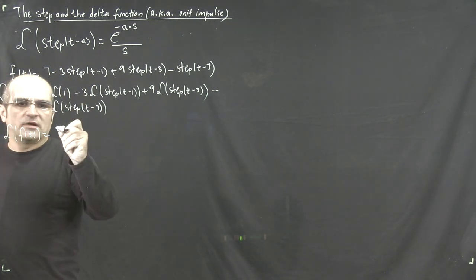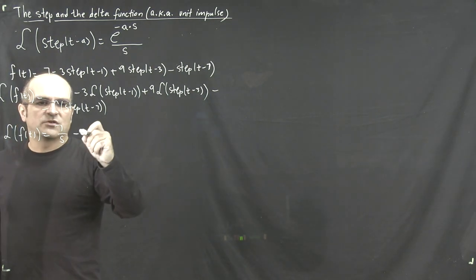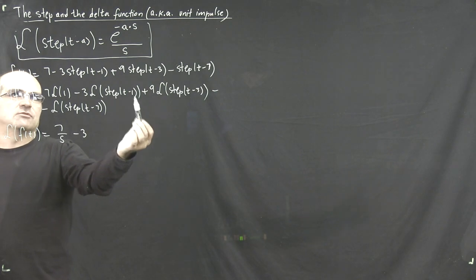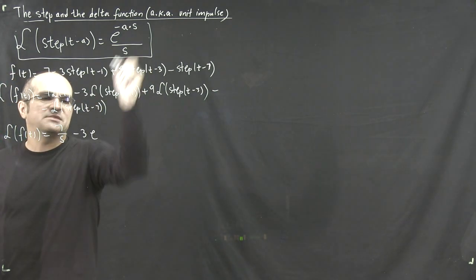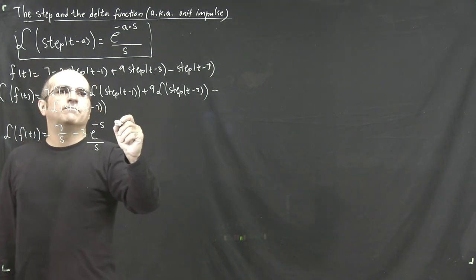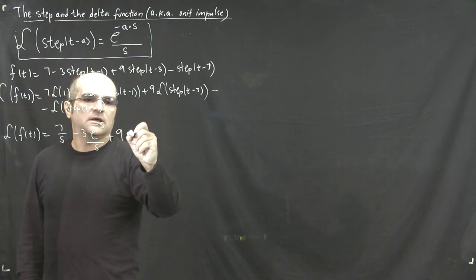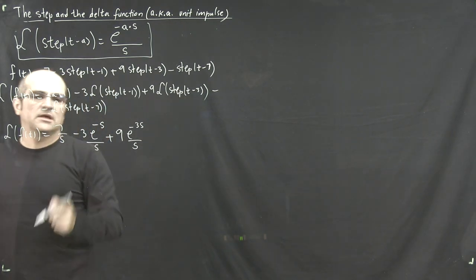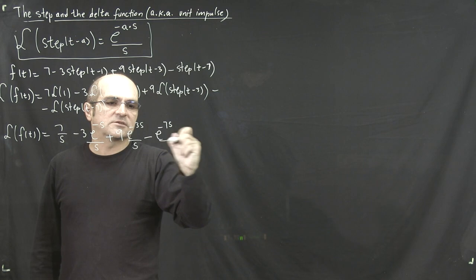So L of 1, look at the table, is 1 over s. And now for each of these, you apply this formula. Step t minus 1, step t minus a. Right? So that's going to be e to the minus 1 times s over s plus 9 e to the minus 3s over s. Right? Because now a is equal to 3. And for the last one, minus e to the minus 7s over s.